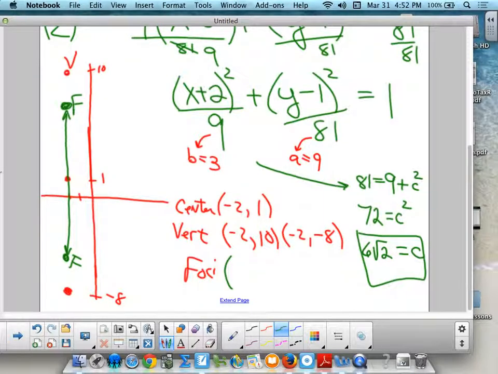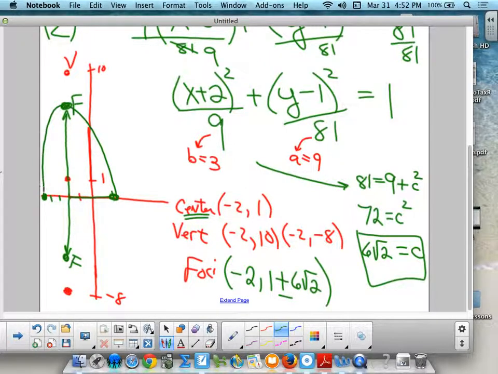So the foci would be the same as the center. The x value won't change, but the y value will go up 6 square root of 2 and down 6 square root of 2. The b value is 3, so go 1, 2, 3, right here. Uh-oh, I'm losing it. 1, 2, 3. I can't really make this one look good. And there it is. Sorry, that's a bad looking ellipse, but I had to go out 3 and to the right 3.